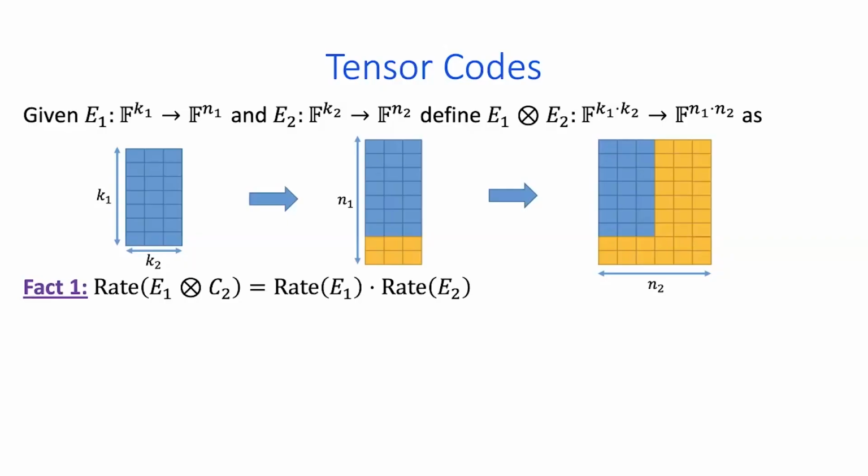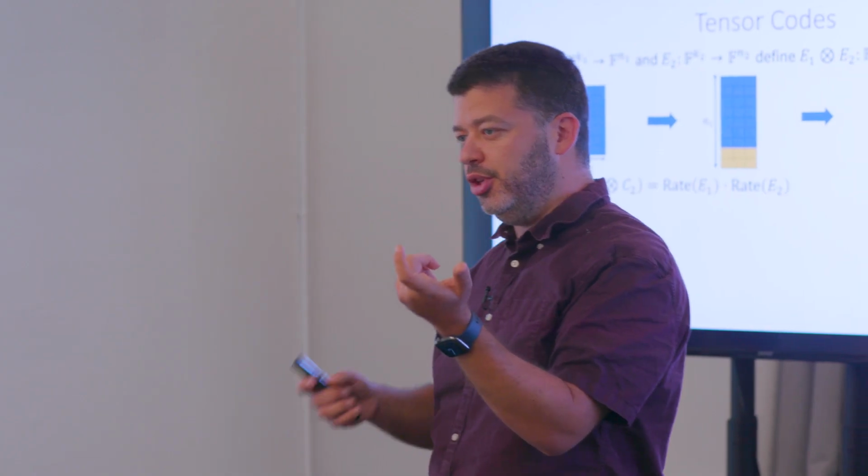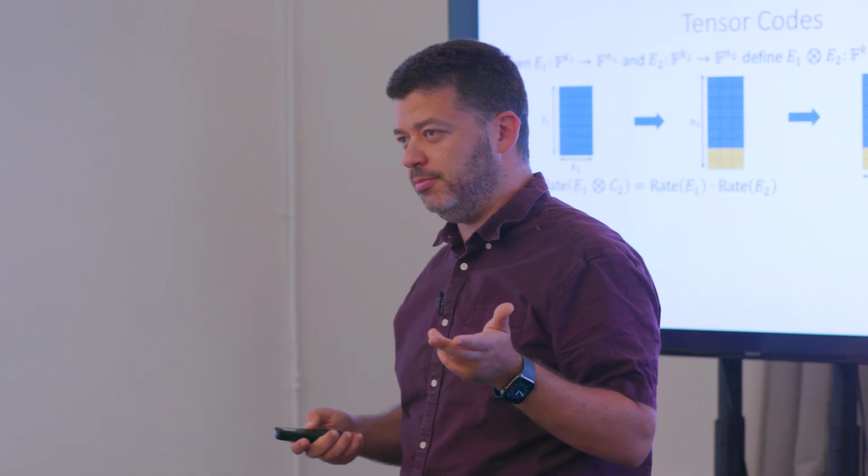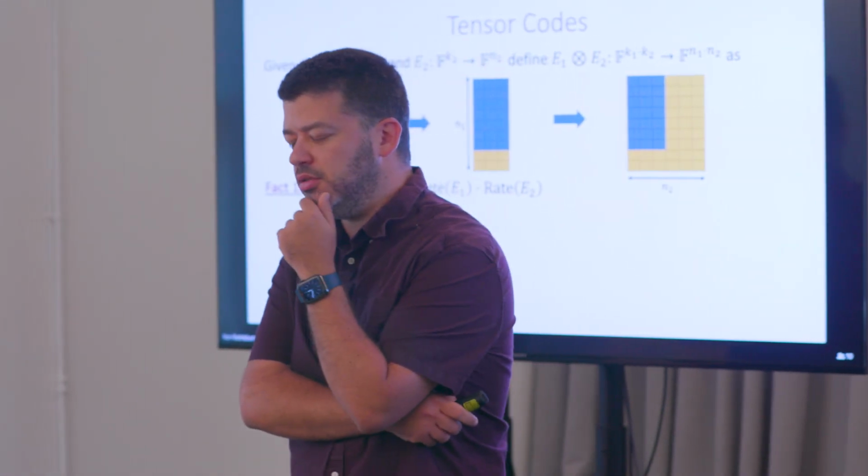So first of all, in terms of the rate of the code, notice that the rate of this new code, the message is of size k1 times k2. The size of the code word is n1 times n2. So basically it means that the rate of this new code is the product of the two rates of the original codes. Okay, so we are losing compared to each one of the original codes, but potentially not by too much. So that's in terms of the rate of this tensor code.